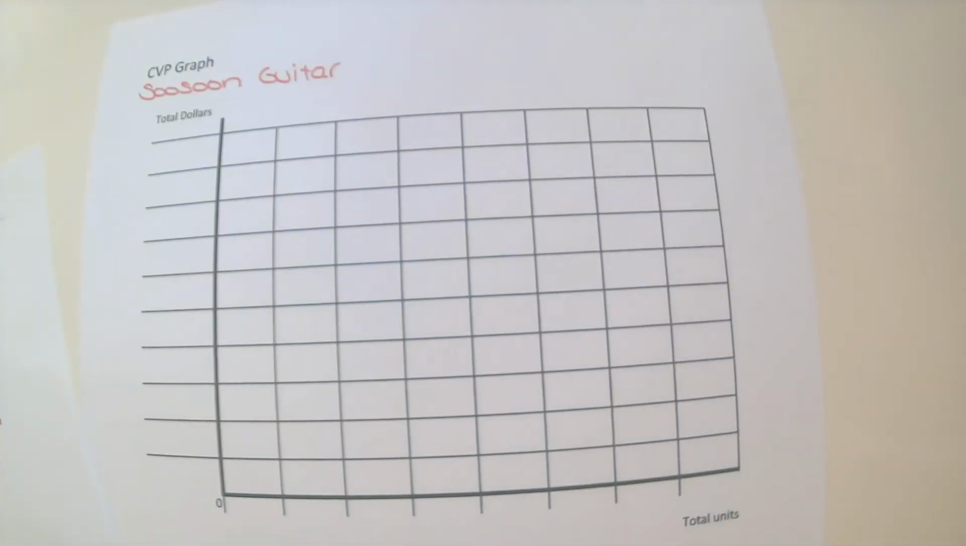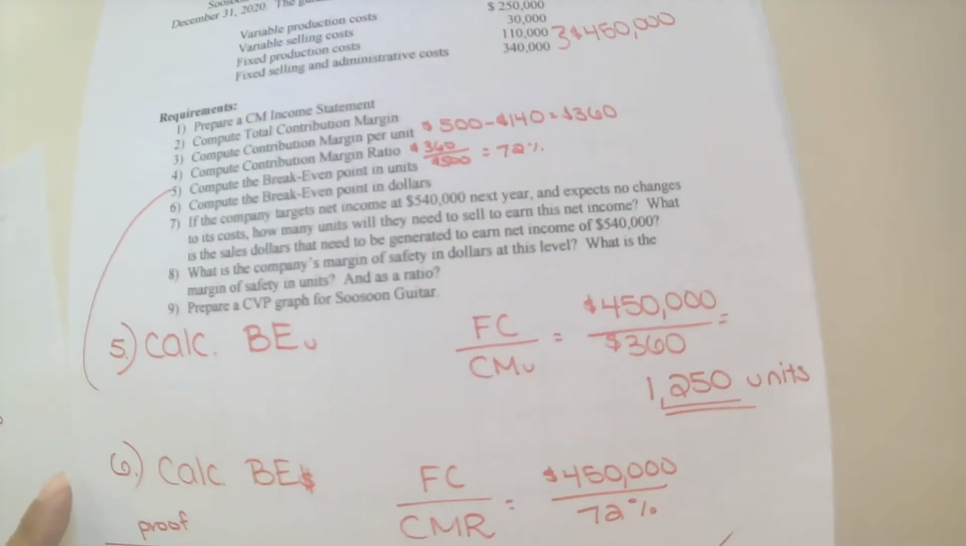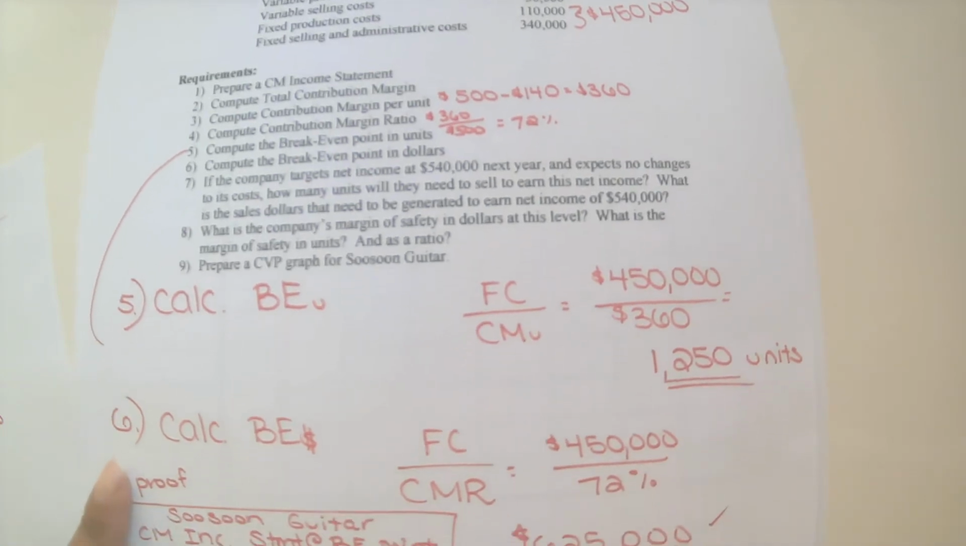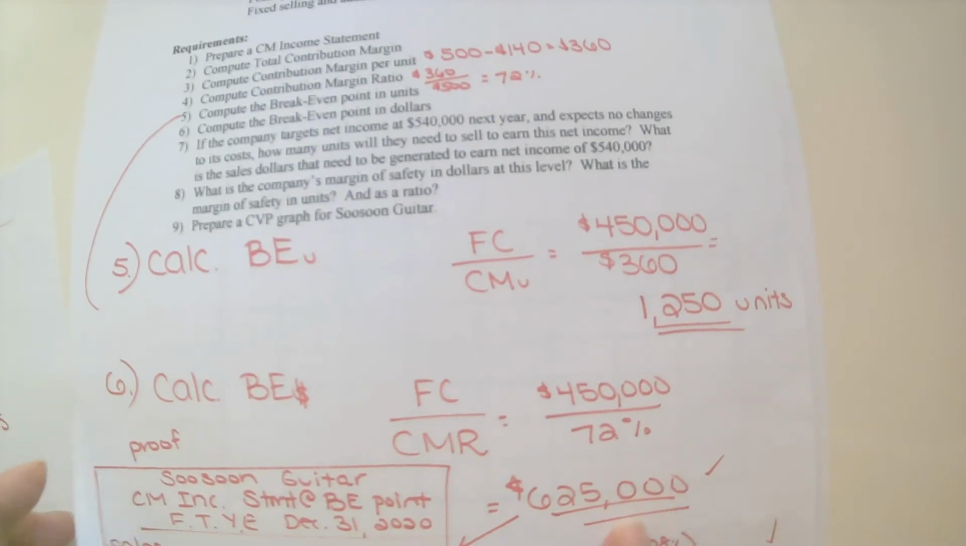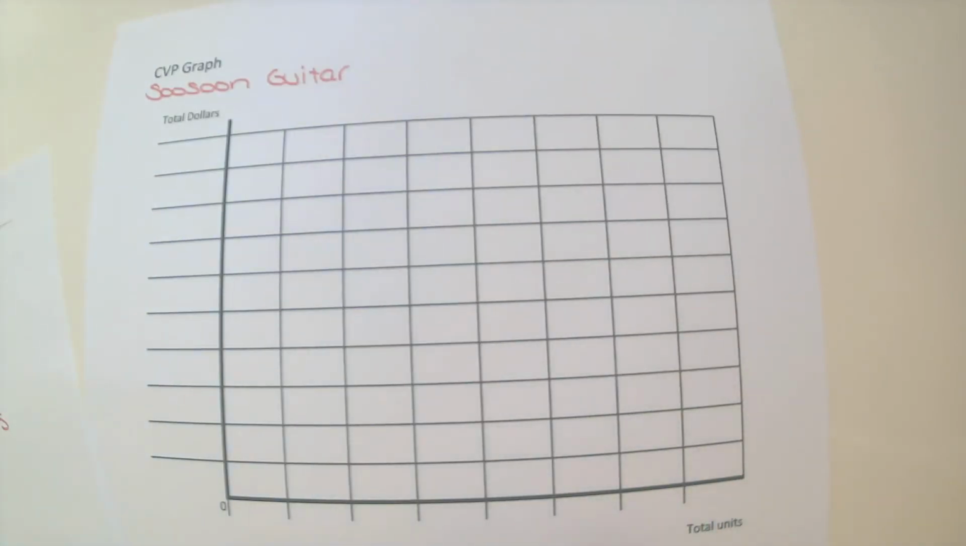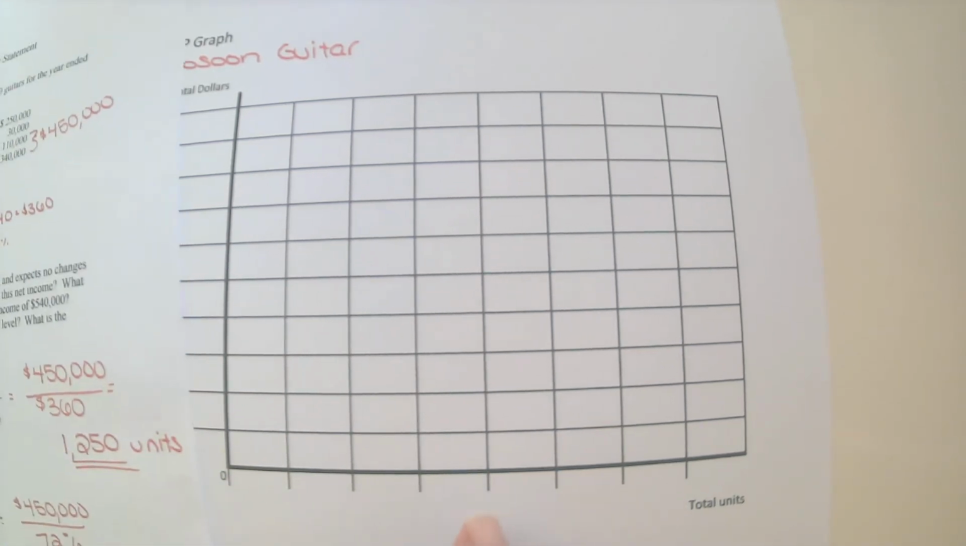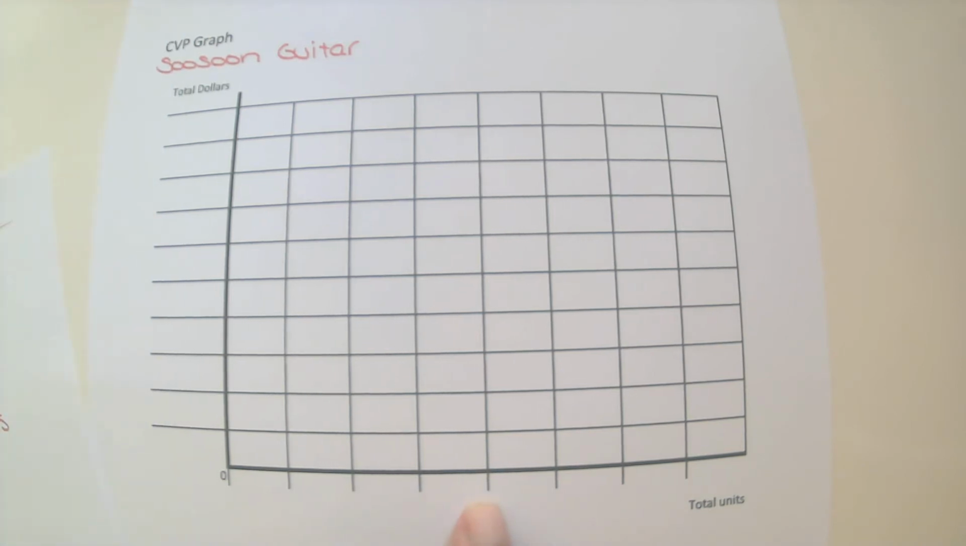So if you remember, we solved for the break-even point for the company. Okay, so we solved for the break-even point for SooSoon Guitar. We said it was 1,250 units and 625,000 sales dollars. So we want to have that appear somewhere in the middle. So we want 1,250 kind of in the middle.